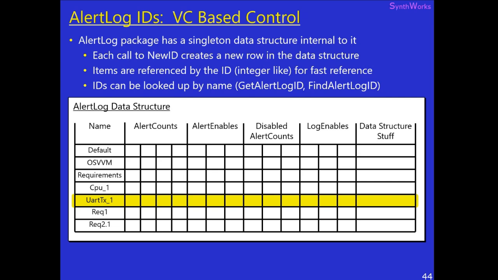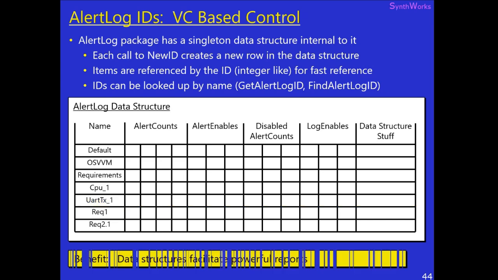And we can look up the IDs from other places. So we can do get alert log ID, and we can do find alert log ID. We'll typically do that on our sequencer. So we'll set up the ID in the verification component, and then the sequencer, if it doesn't know it, can look it up. Okay. And again, good data structures allow us to do really good reports.